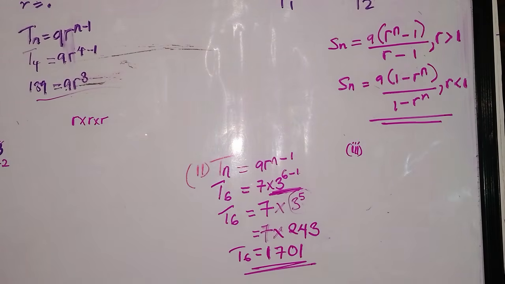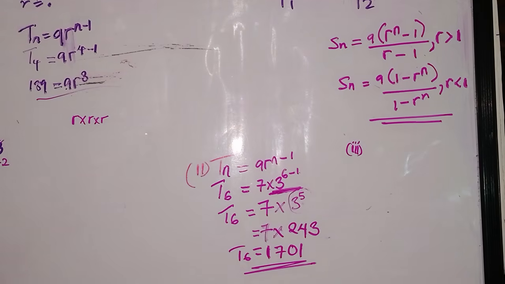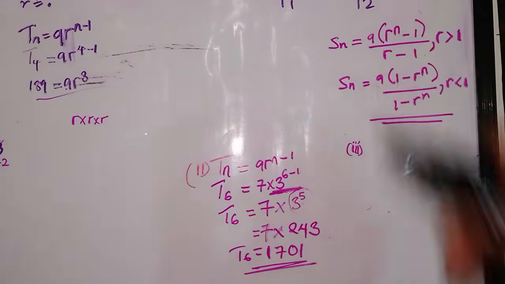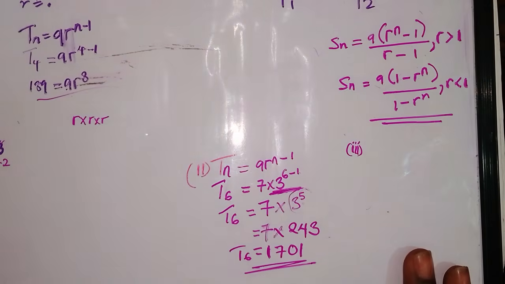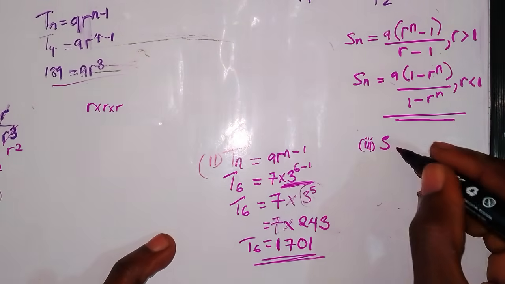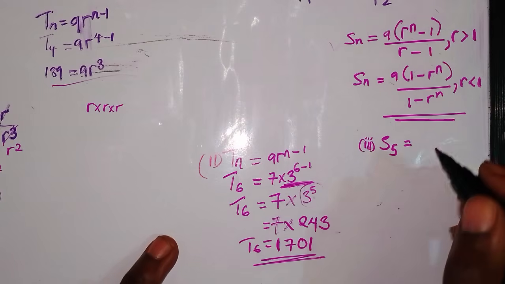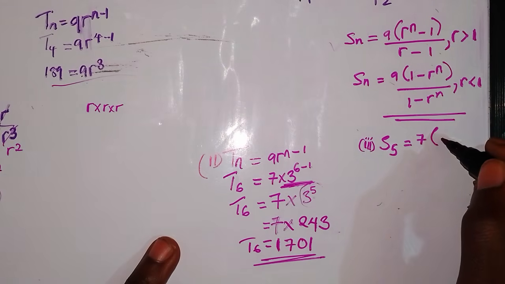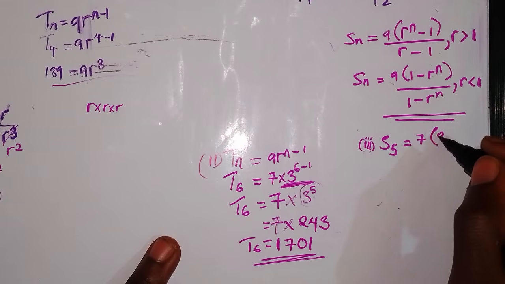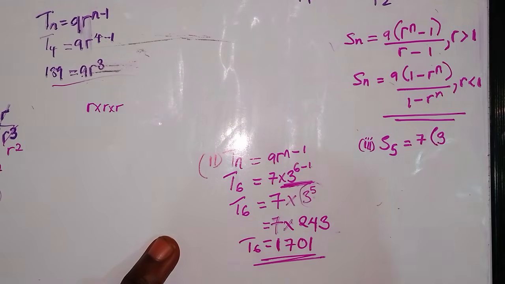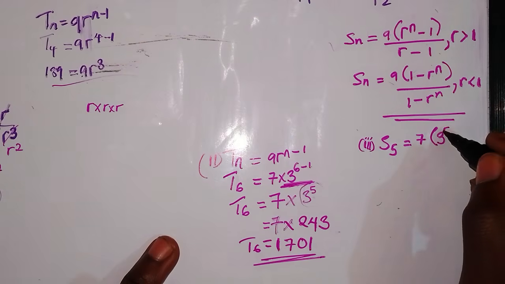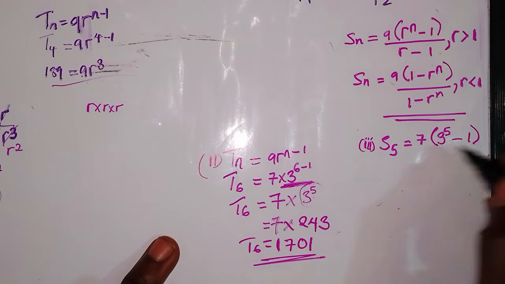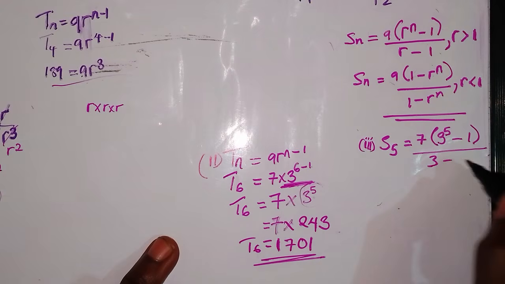So what you need to understand is which formula now you're supposed to apply to your question. So in our case, since we found that our common ratio is 3, meaning it is greater than 1, we are going to go with the first equation. So we are going to say the sum of 5 terms is equals to, what is the first term? 7. What is our common ratio? 3. What is n? n is the position, which is 5 minus 1. Then here we have 3 minus 1.